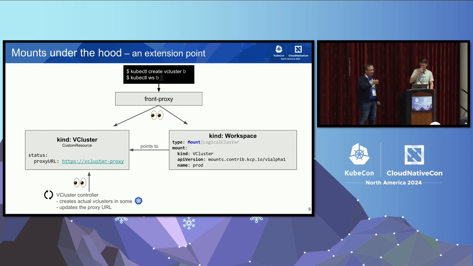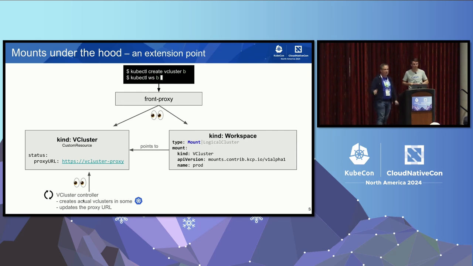And that's how it looks like. So we have a workspace object in KCP, and we have that for quite some time. And as an experiment, we added a type. So the only type was logical cluster, but now we add a mount. And if you choose the mount type, you can specify another resource, a vCluster resource. And the vCluster resource is served by a controller. So this is an extension point, basically, for any kind of mounts.